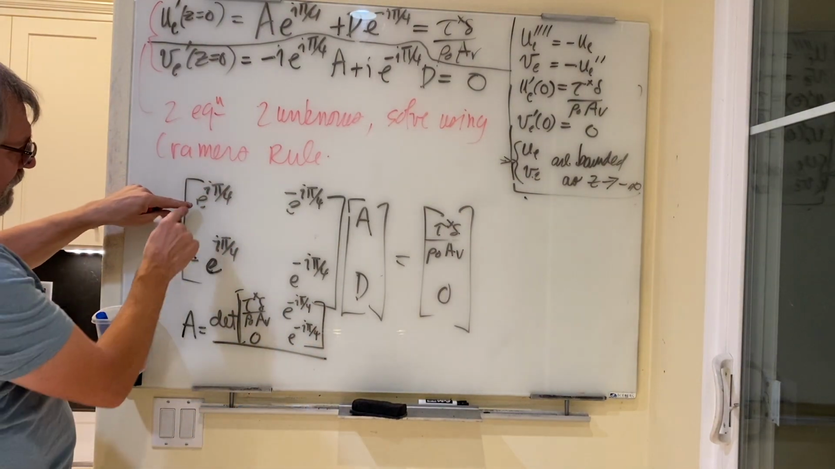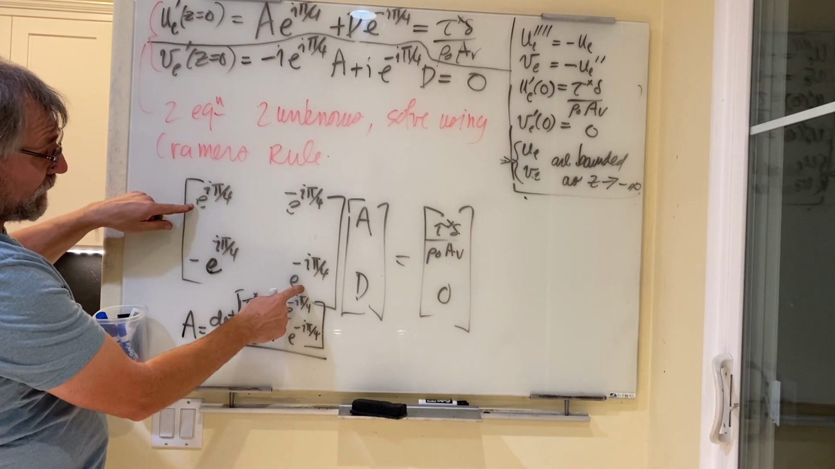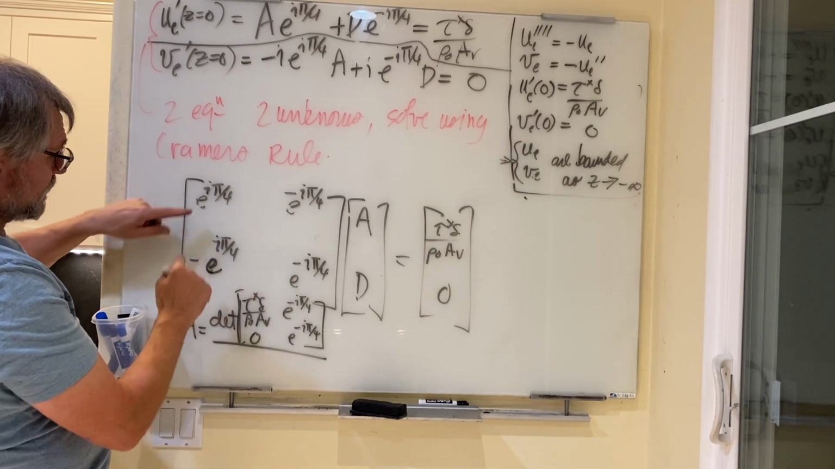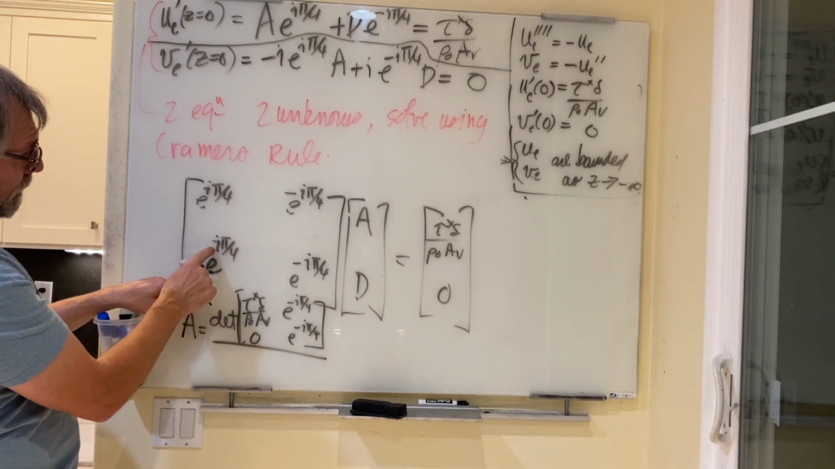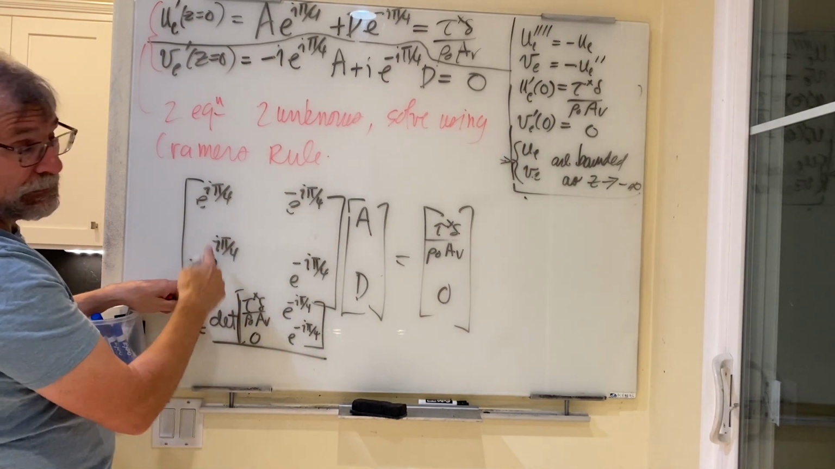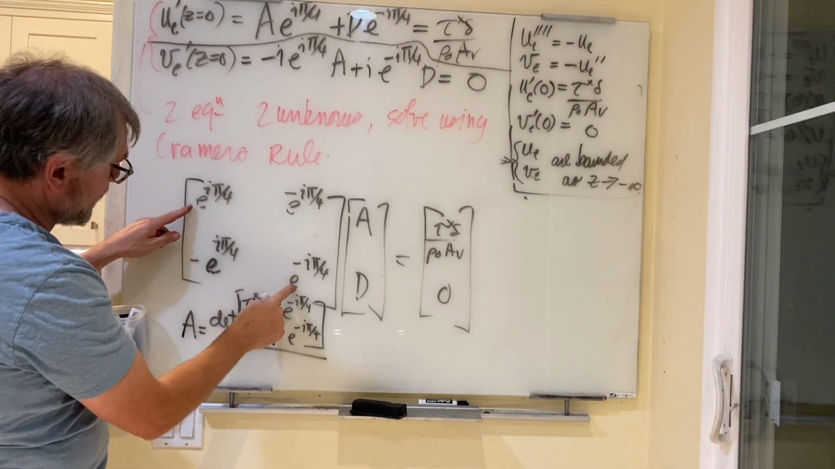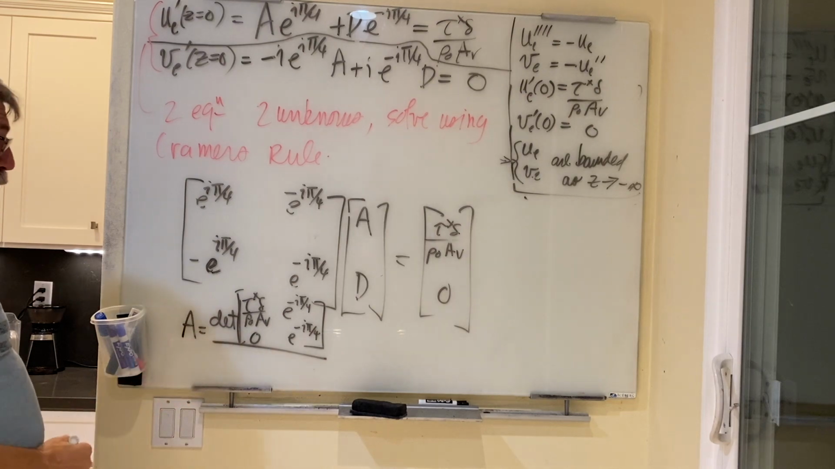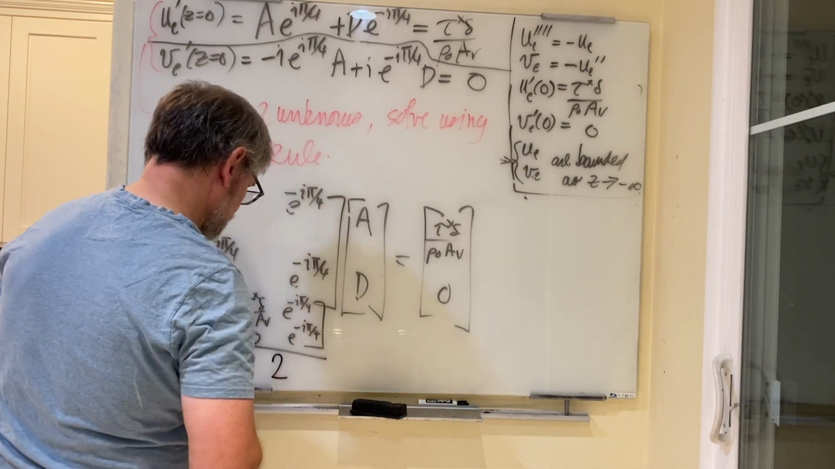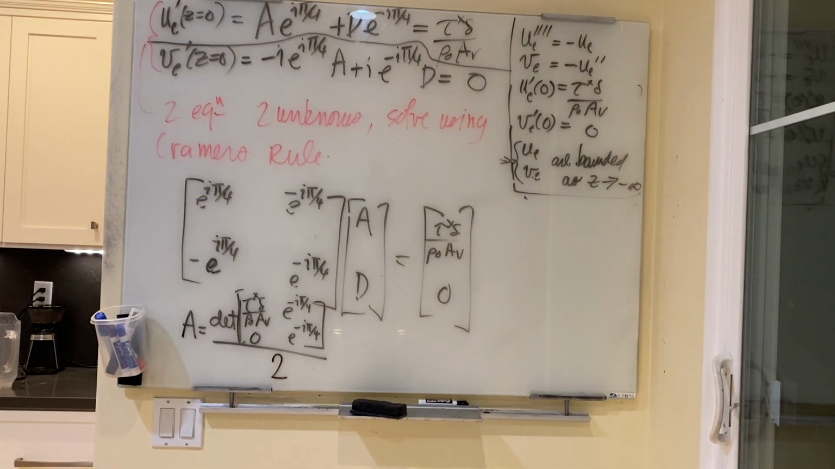So the determinant is this times this, which is 1, minus this times this, which in this case is another one, right? This is e to the plus i, e to the minus i. Multiplied together, I get 1. So it's 1 minus minus 1, which becomes 2. So it's easy in this case.